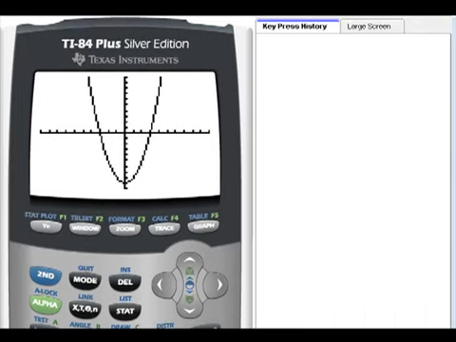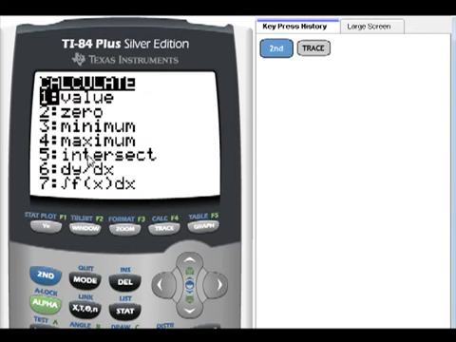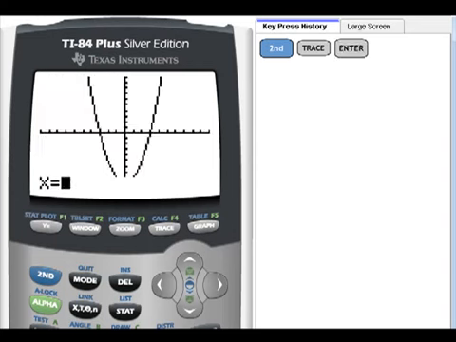Okay, let's find that y-intercept. I had to change my picture here so I could get the 0 key. So once again, we're going to go into second, calc. We're going to go to value this time. Now remember, for the y-intercept, the x value is 0. So we're going to enter 0, and then hit enter.